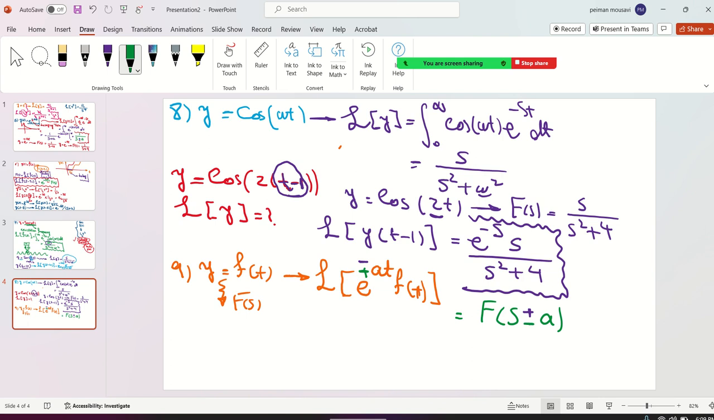Interesting, right? Example: if y is cosine 3t, I'm asking you what's the Laplace of e to the 2t cosine 3t. Please do it. It's very simple. Just use this, and you can use 8 and 9 together.